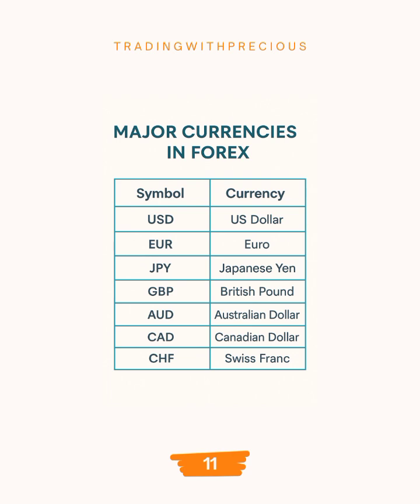The major currencies in Forex: USD, which is the US dollar; EUR, the Euro; JPY, Japanese yen; GBP, Great British pound; AUD, Australian dollar; CAD, Canadian dollar; CHF, Swiss franc. So these are the major currencies in the Forex market.